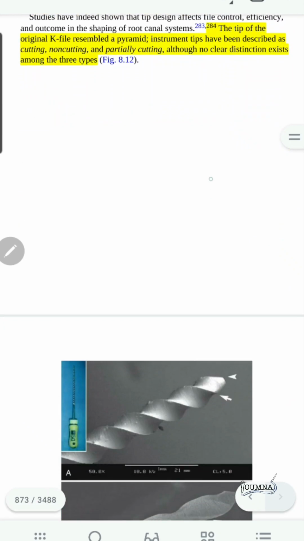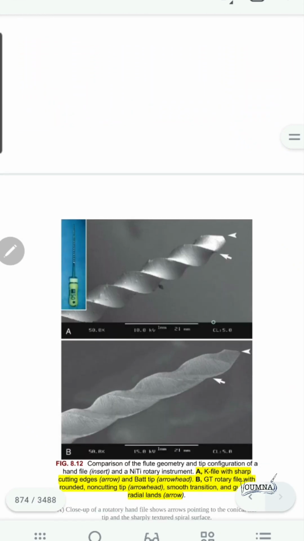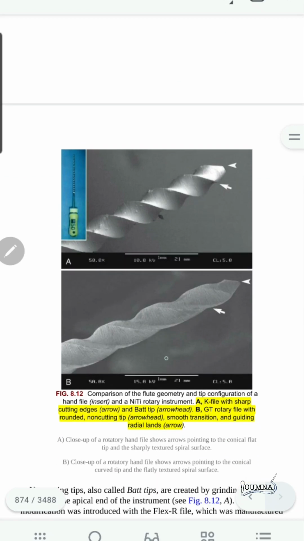Now let's talk about some considerations about the design of the files, whether they are rotary files or manual files. We can see that there is a difference in the tip. The K files have sharp cutting edges, but the GT rotary files have a rounded non-cutting tip.